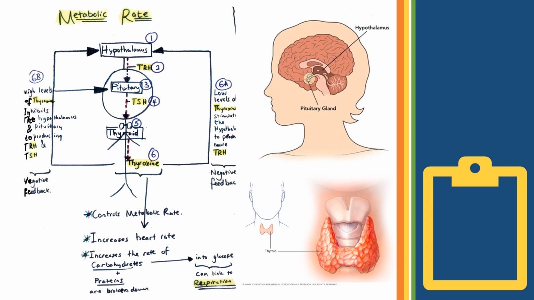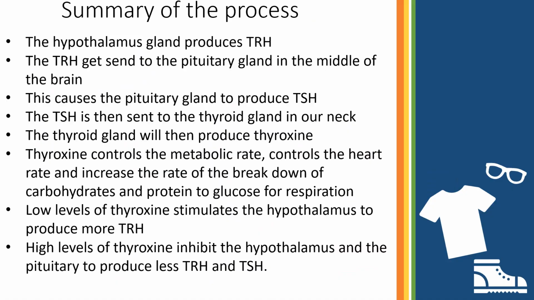If there's a low level of thyroxine, it stimulates the hypothalamus to produce more TRH, and if more TRH is produced, then more TSH will be produced. And that is what we call the negative feedback. So this is a nice little summary that summarizes the whole process.